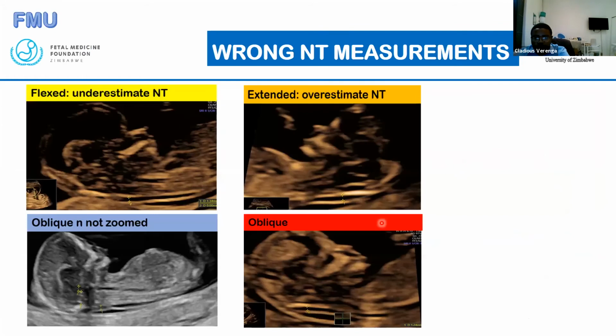But before I go there, let me just illustrate some of the wrong measurements of NT. This is a wrong measurement of NT because the baby is flexed at the neck. And this is a wrong measurement because the baby is extended at the neck. So you overestimate NT, you underestimate NT. This is wrong because the image is not well zoomed. The image should be zoomed to just show the thorax and the head. This is wrong again because it is oblique. We are seeing the zygoma bone. We don't measure the nuchal translucency on an oblique image.